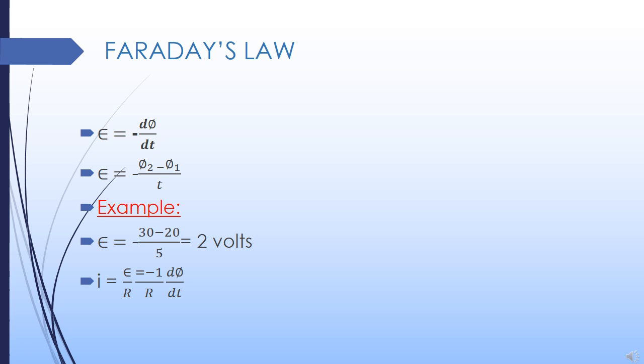Suppose we take an example: there is a flux linked with the coil which is 20. Within 5 seconds it has become 30. Then what is the EMF induced here? So E equals (30 minus 20) divided by 5, which equals 2 volts. So how much is the current flowing? It can be found by the equation I equals E upon R, which equals negative of 1 upon R times d phi by dt, where R is the resistance of the device which is connected in the coil. So this is the current flowing in the coil.